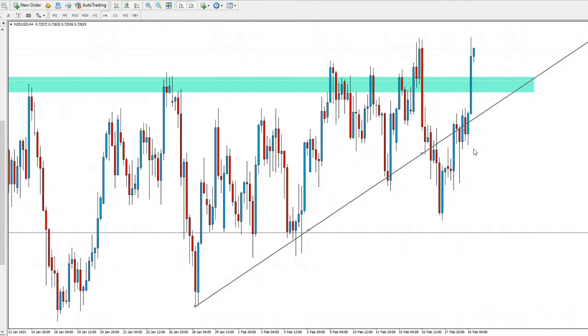NZD/USD looking very bullish here, as you can see, taking out this recent level of resistance. Bit of a false breakout there earlier on, fell back to the downside, pushed to the downside, and now you see we're looking bullish again.